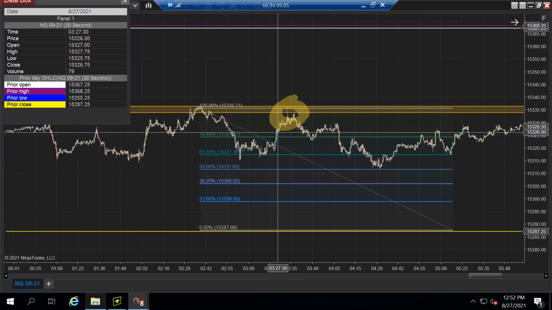Okay, so the key point where I put the highlighter at, again, we're going to start our short at 15,325. And if the 50% is 15,310, I'm just using a round number, that's 15 points. This would be our first target here. So I want you to do a risk reward calculator with the drawing tool, if you can grab that.